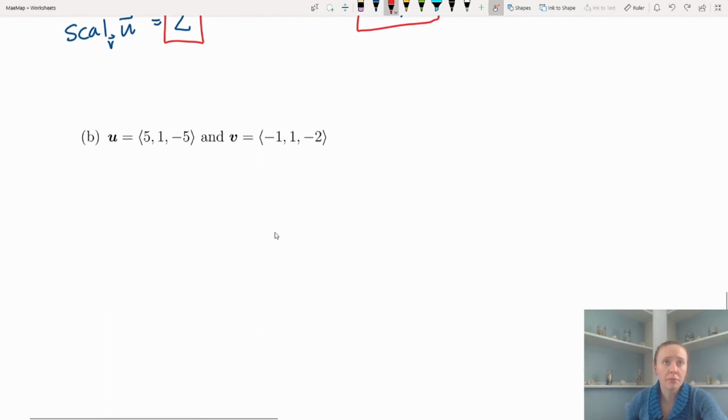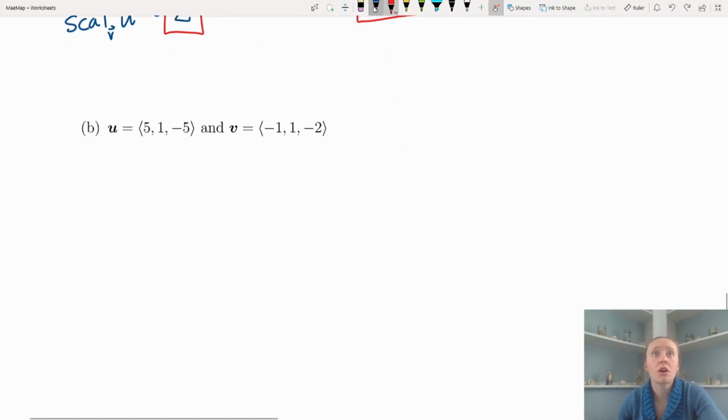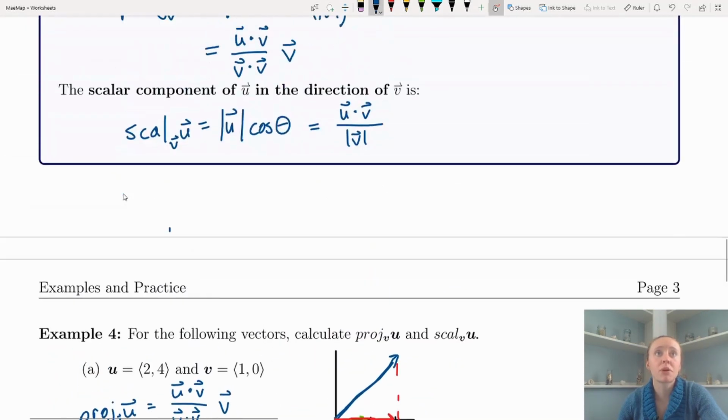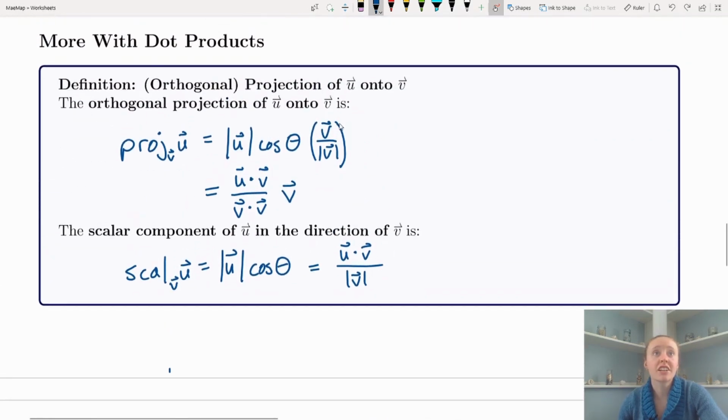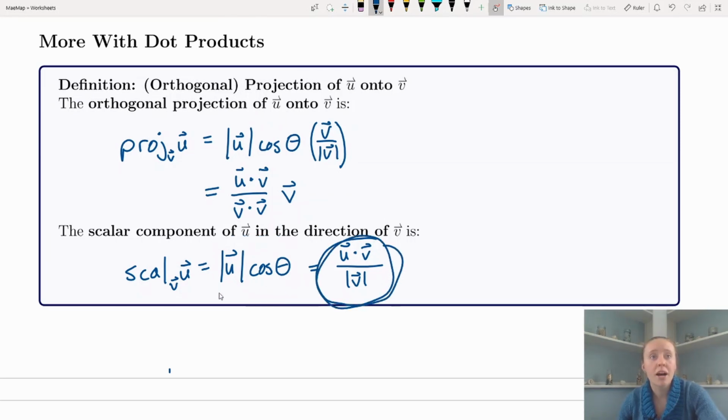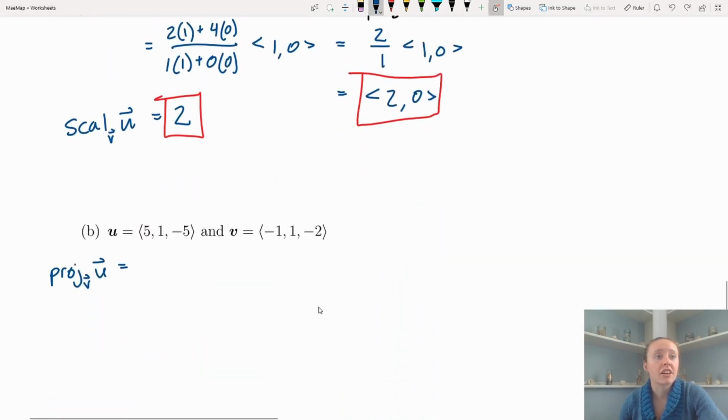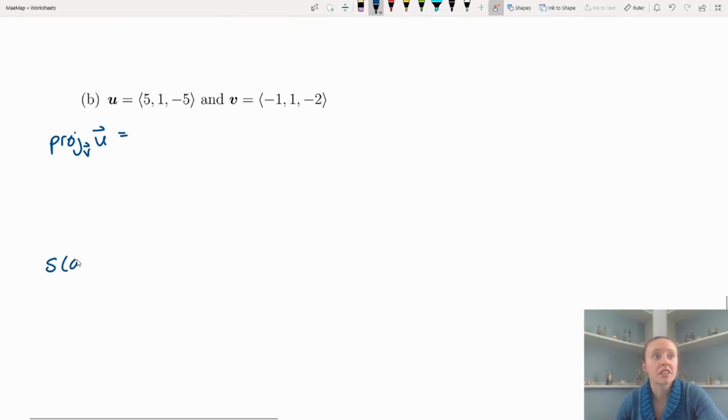Let's do one with 3 dimensions, the projection of u onto v. And this time, let's do a different formula. Let's first find our scalar, and then we'll take the scalar and multiply it by the unit vector of v. Because remember, that scalar is the magnitude of u times cosine of theta. So if I use this formula instead, I'm going to get that same result. So u dot v over the magnitude of v is our scalar. So let's first find our scalar. So again, u dot v over the magnitude of v.